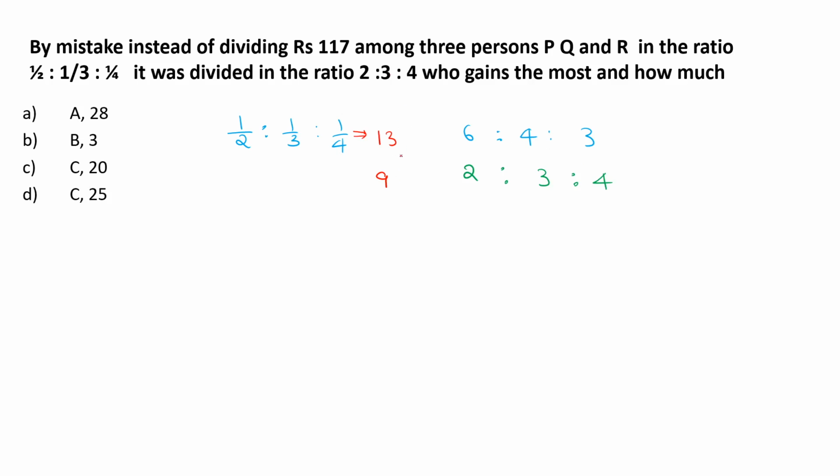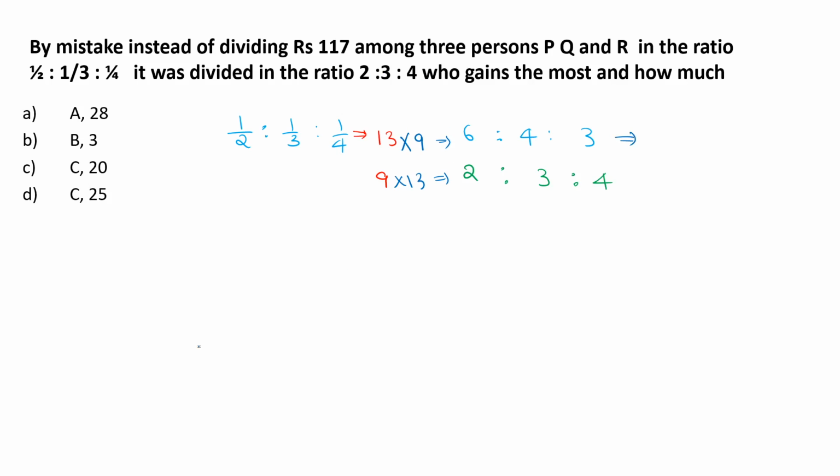To maintain the same value in both the occasions, just multiply the first ratio with 9, and multiply the second ratio with 13. Then we get the same amount on both cases, that is 117. 9 13s are 117, 13 9s are 117.